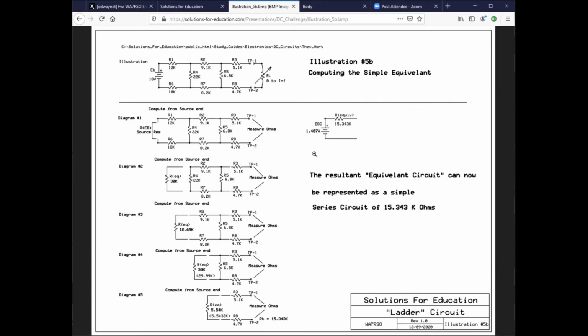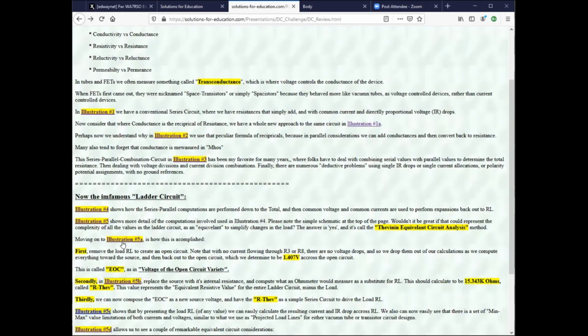We'll go back up to 5B. And notice what we've done. This is how we figured out the resistance. Let's go back to the right one, get my head on straight here.